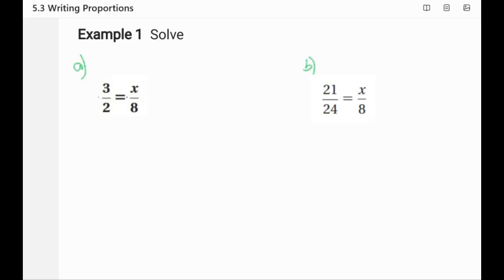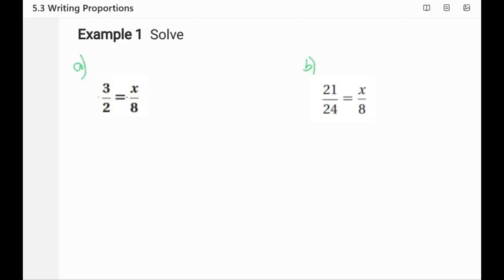This lesson is on 5.3, writing proportions. So we're going to write proportions and solve for proportions as well in the examples that are given. In the first problem, we're already given the proportion and we need to solve for this.